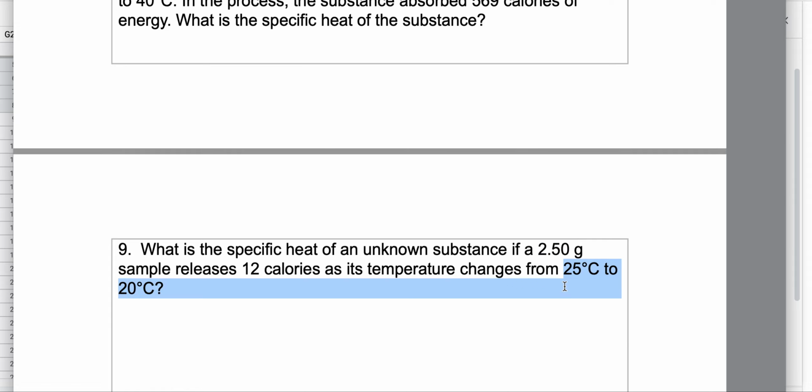This temperature is going down, so we're actually trying to find out how much heat is released, leaves the metal. So 25 minus 20 is going to be a change of 5. You could put -5 if you want to, and the negative would indicate that heat is leaving. But it's going to be 12 divided by 2.5 divided by 5 degrees Celsius, and that's going to give you how much heat leaves the sample. Show your work.